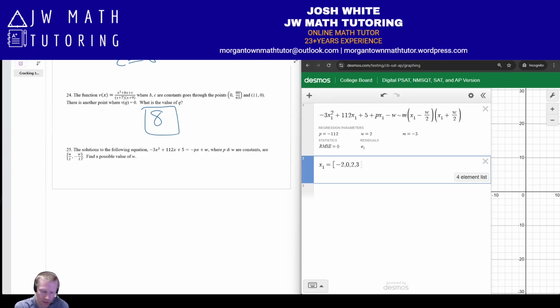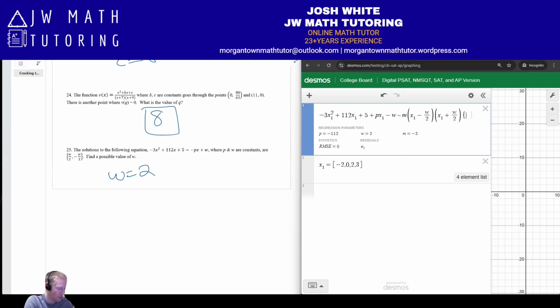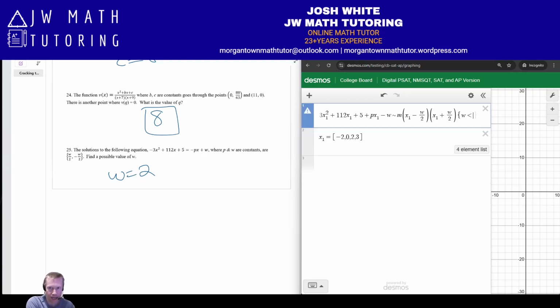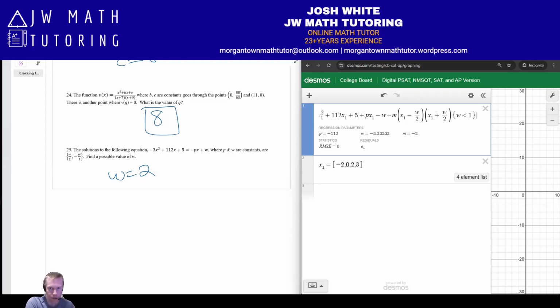So it gives me a value of w. So one potential answer for this is w equals 2. All right, so we get it right here. There is also a second potential answer, so in order to do that, we're going to have to put in a condition. So let's try going down, w less than 1. Okay, so we do actually get the second correct answer here of negative 3.3333.